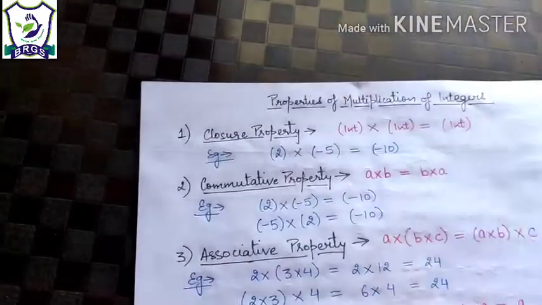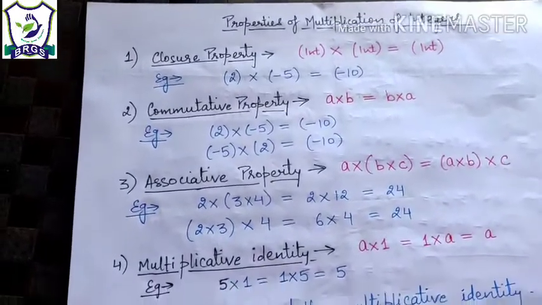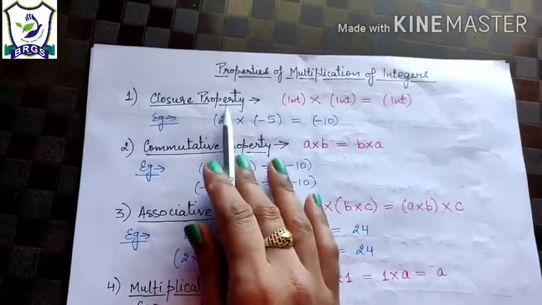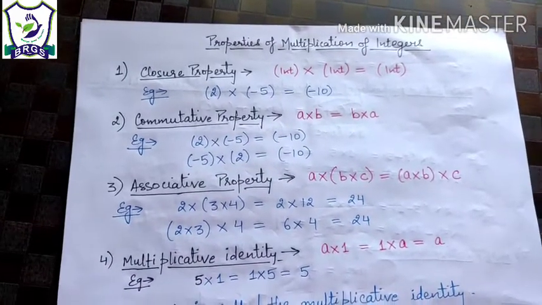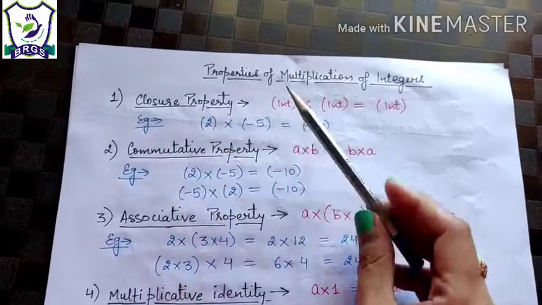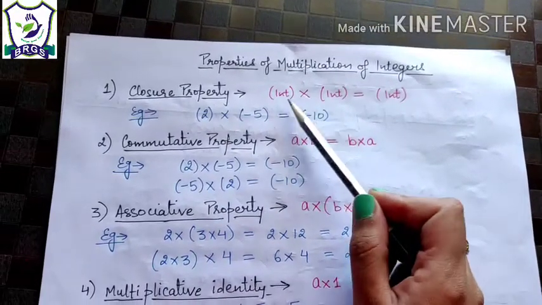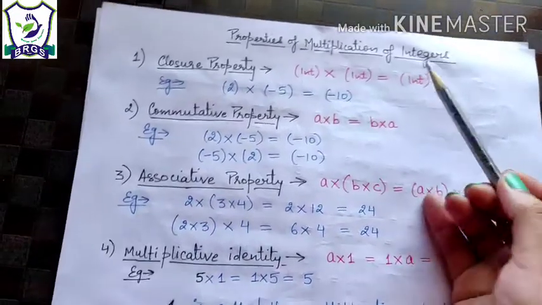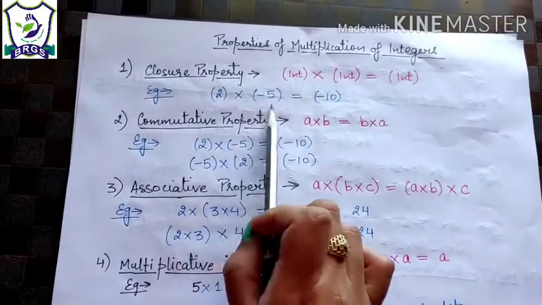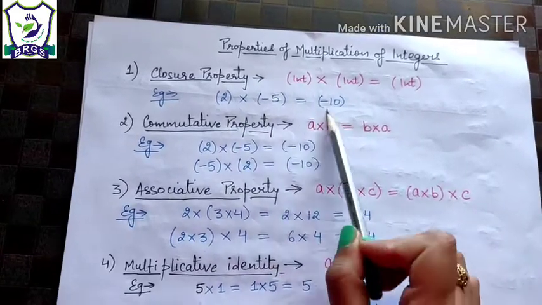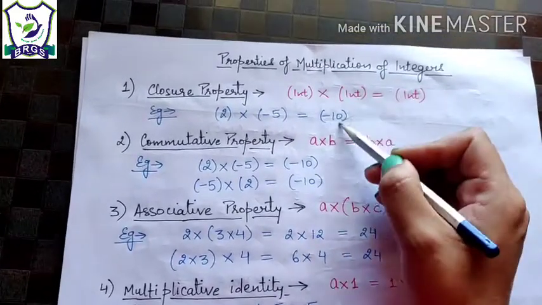Now, properties of multiplication of integers, right? There are some properties, like the closure property, as you have learned for addition and subtraction also. Closure property: when you multiply two integers together, the product is also an integer. For example, 2 and minus 5 are both integers, no? So when you multiply them, you get minus 10, which is also an integer.